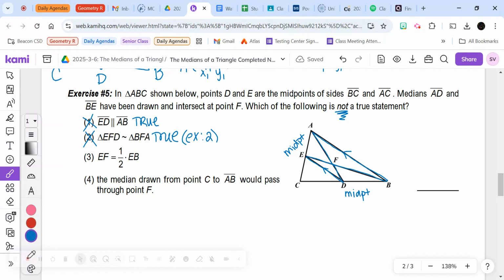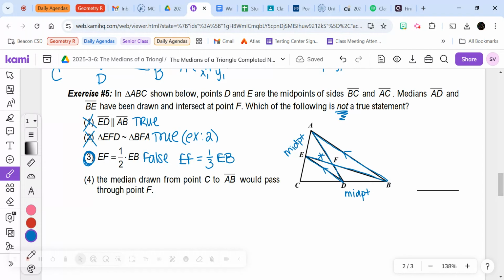If I'm looking at 3, it says EF is equal to half the length of EB. So EF is this little piece here. Is that half of EB, which is the whole entire median? No. That's actually 1/3 the length of the whole entire median. So this is false here. This is actually going to be our answer. EF would actually be 1/3 the length of EB.